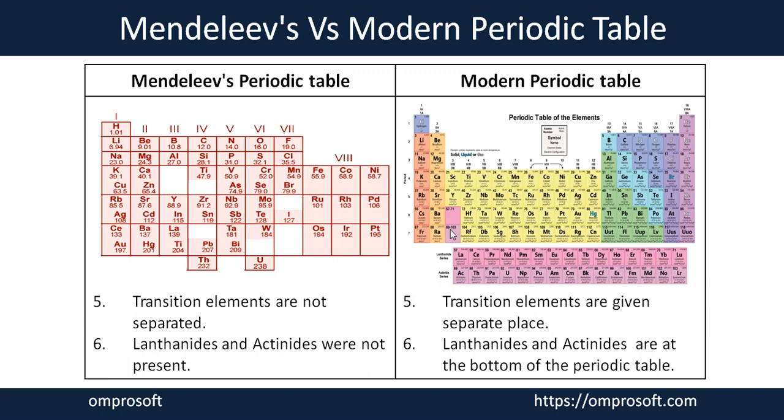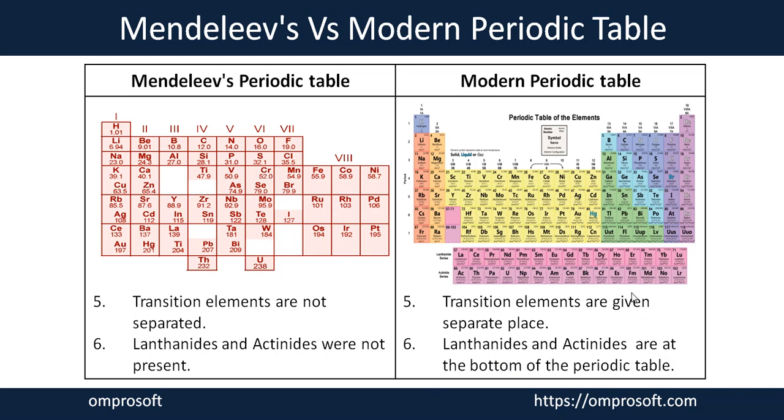Like you can see here, the pink color is recognized here. The lanthanide series comes in the 6th period and the actinide series comes in the 7th period. But a large number of elements belong to the lanthanide and actinide categories. If we put them in the main periodic table, the arrangement of elements would get disturbed. That's why in the modern periodic table, the lanthanide and actinide series are placed at the bottom of the periodic table.